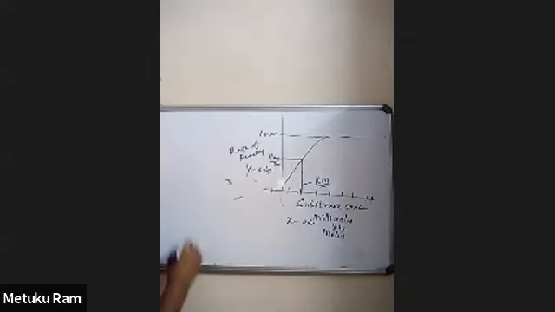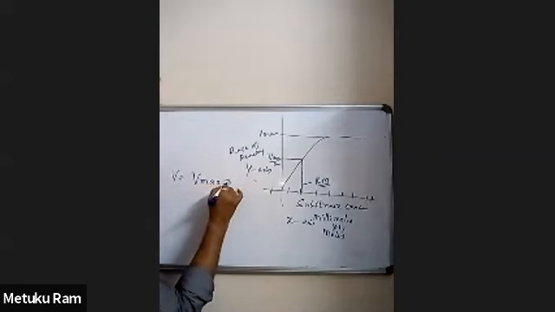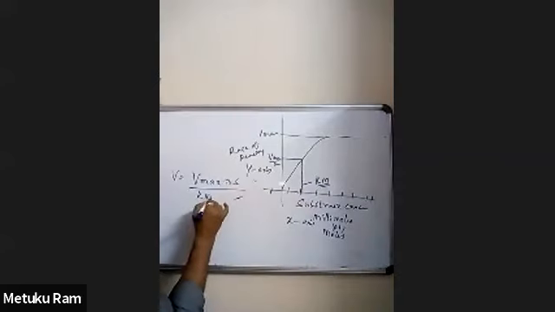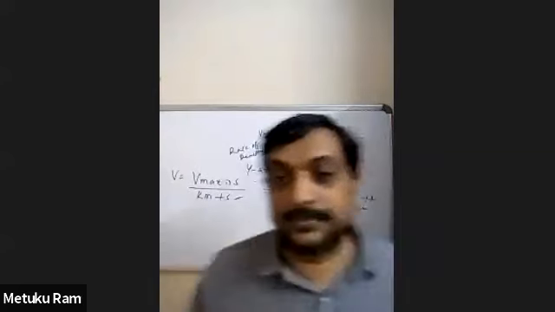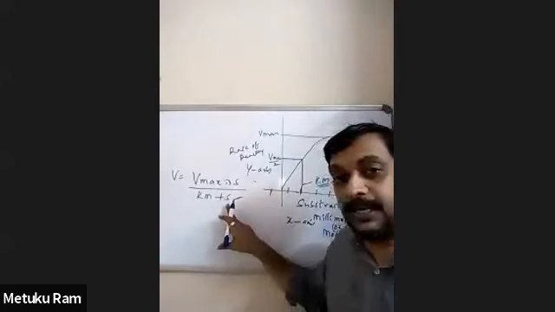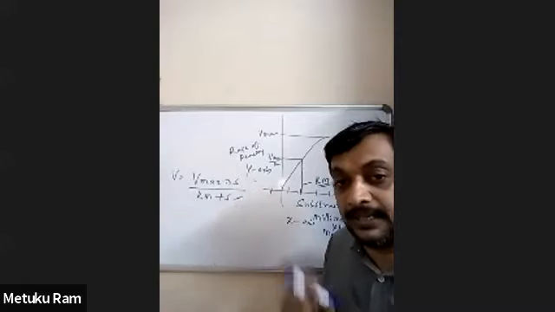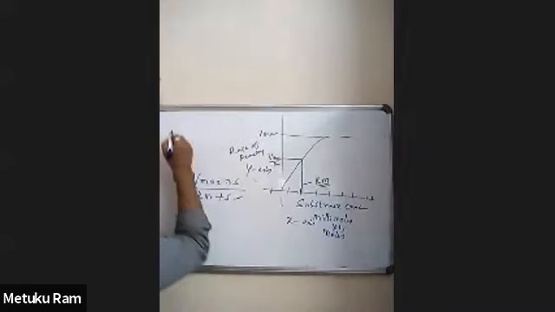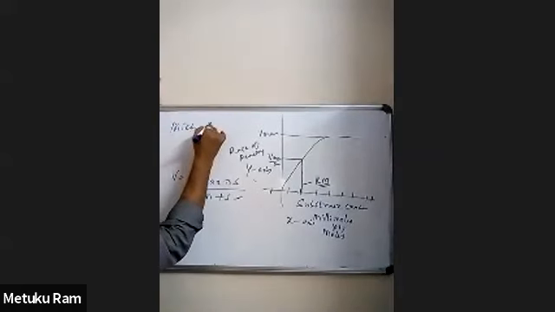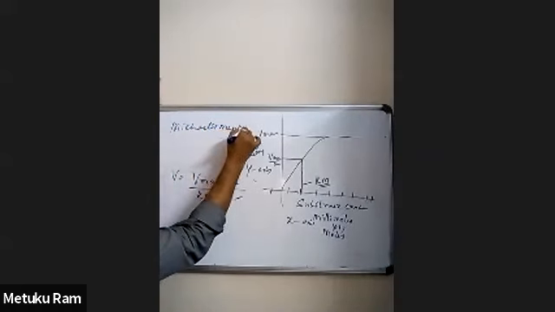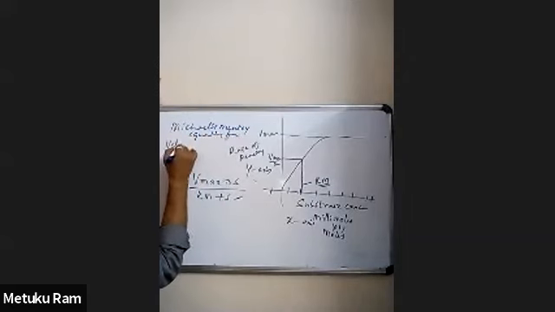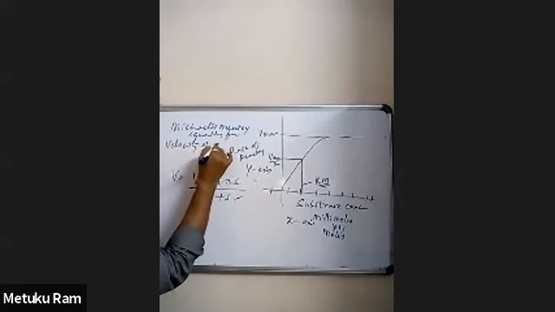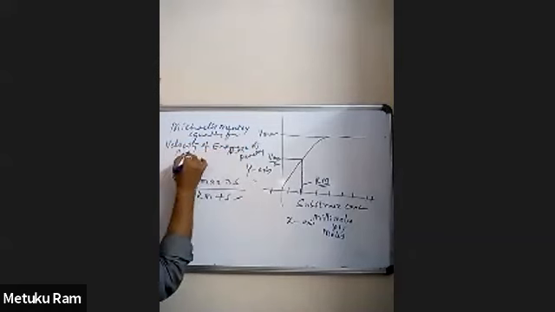So the velocity of this enzyme catalysis can be written as V is equal to Vmax into S by Km plus S. This is the velocity of the enzyme catalyzed reaction, the Michaelis-Menten equation for the velocity of enzyme catalysis.